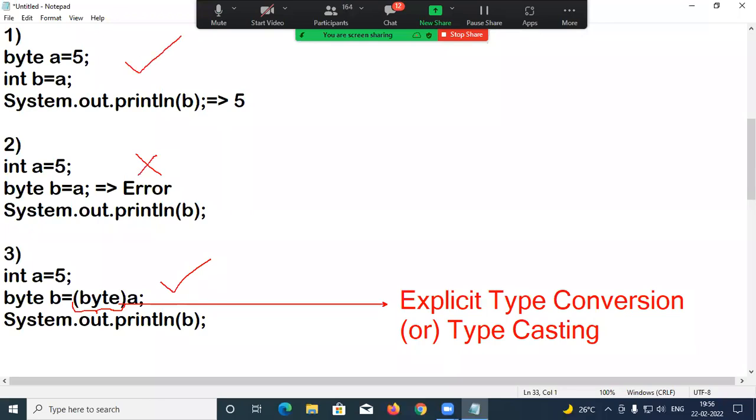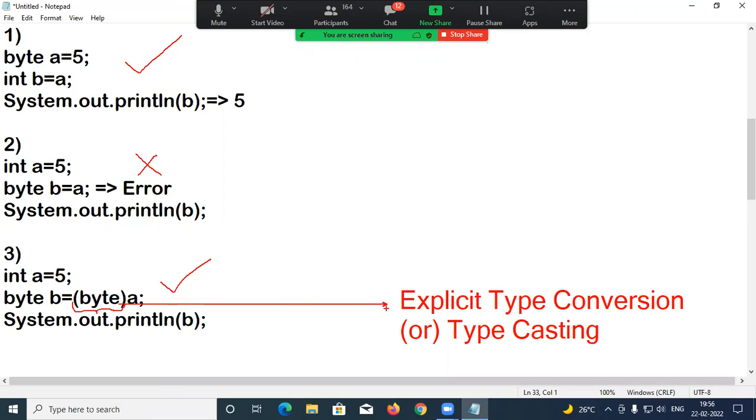It is always valid when I am not converting and the system converts. 19 conversions are automatically done by the system. That is valid. For 23 conversions, an error comes. In that situation, you have to solve it like this. This A is an int type; myself I am converting into byte type, then I assign. Then it is valid.